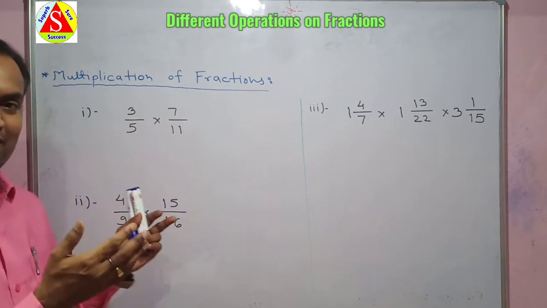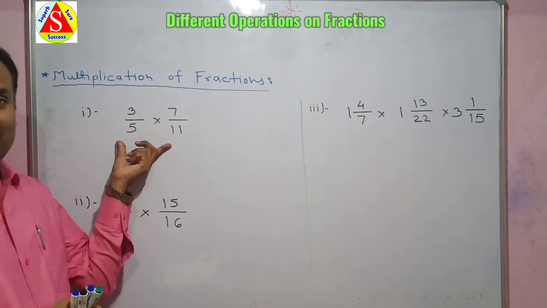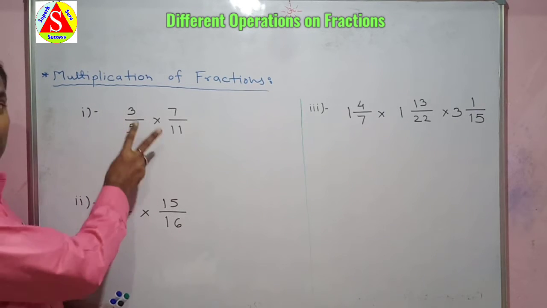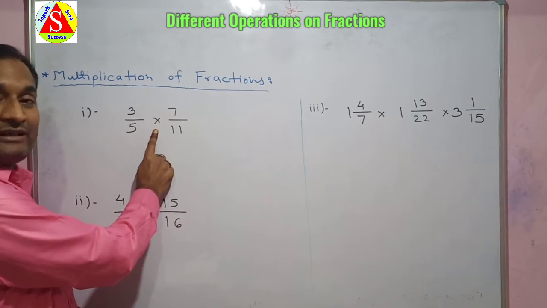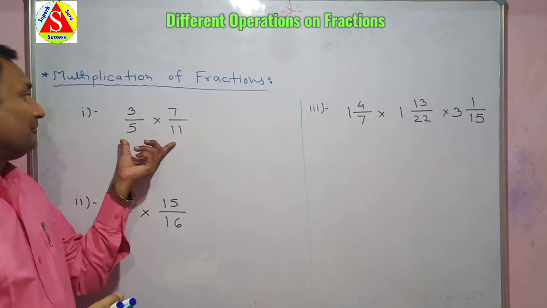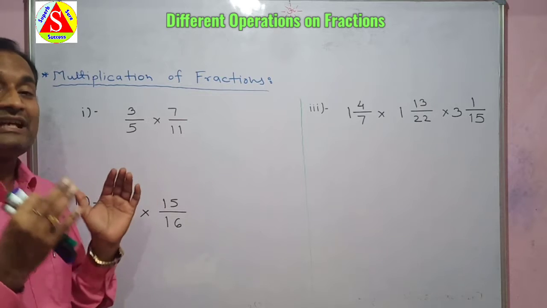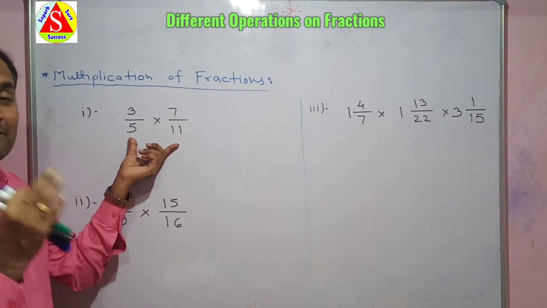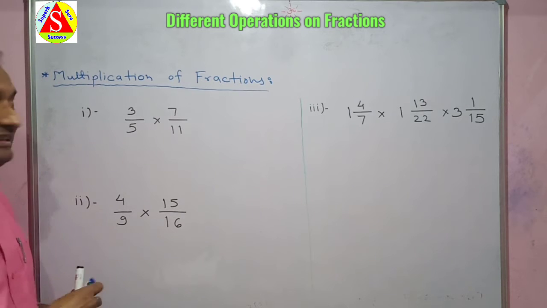Okay, so let's solve the first question. So dear students, if you see the first question, here we are having two terms. It means we have to multiply 3 by 5 with 7 upon 11. Here you can see we cannot cut any term by a common factor. So in this case, it is very easy.